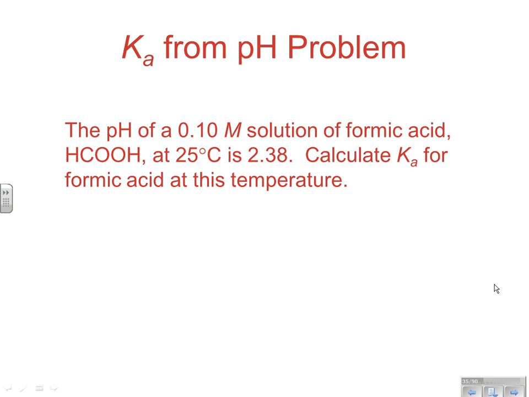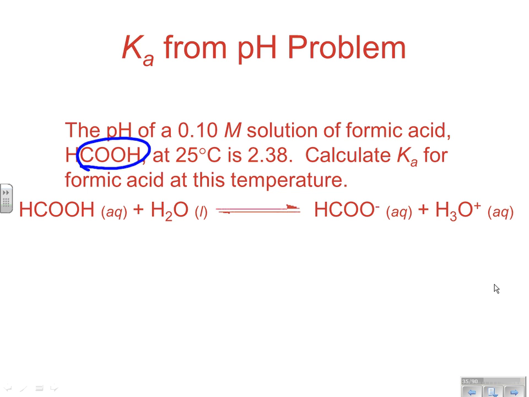So here's a typical problem. The pH of a 0.10 molar solution of formic acid, which is HCOOH. Remember, I've talked about this a couple times now. Recognize that as the carboxyl group, which has an ionizable hydrogen within it. So we are talking about a weak acid situation here. At 25 degrees Celsius for this reaction, the pH would be 2.38. So from that, we're going to calculate the Ka of formic acid at that temperature.